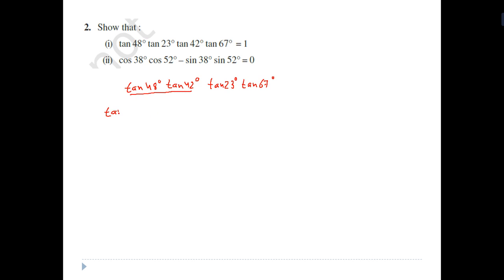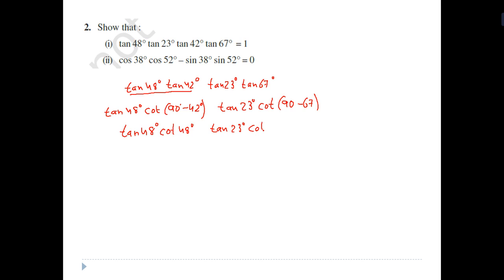Why? Because tan 48 we can write as it is. Here I have to write cot 90 minus 42 degree. Same thing, tan 23 as it is. Here I have to write cot 90 minus 67. Now tan 48 degree as it is, again cot 48 degree. Same thing, tan 23 as it is, and cot 23 degree. So tan theta is inversely proportional to cot theta, tan theta is equal to 1 upon cot theta. So if I multiply tan theta by cot theta, we get answer 1. So here again answer is 1, here again answer is 1. We can get that it is true.